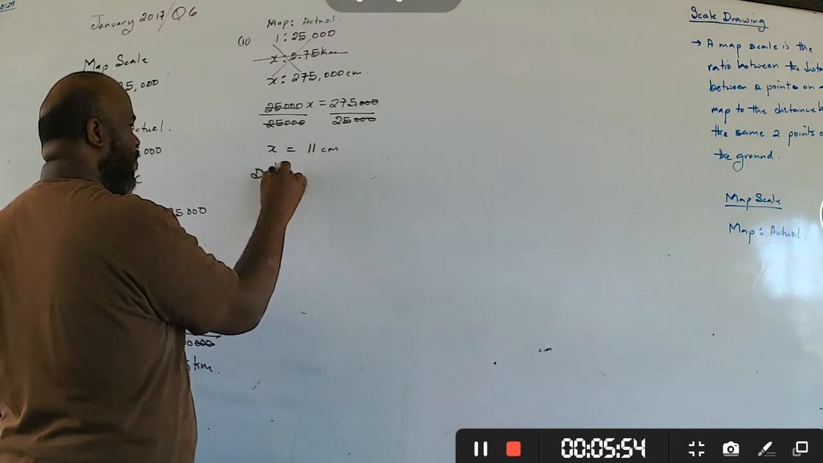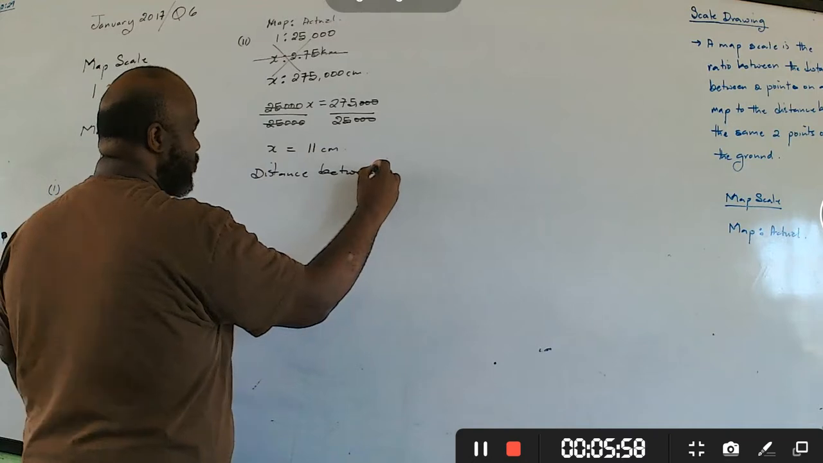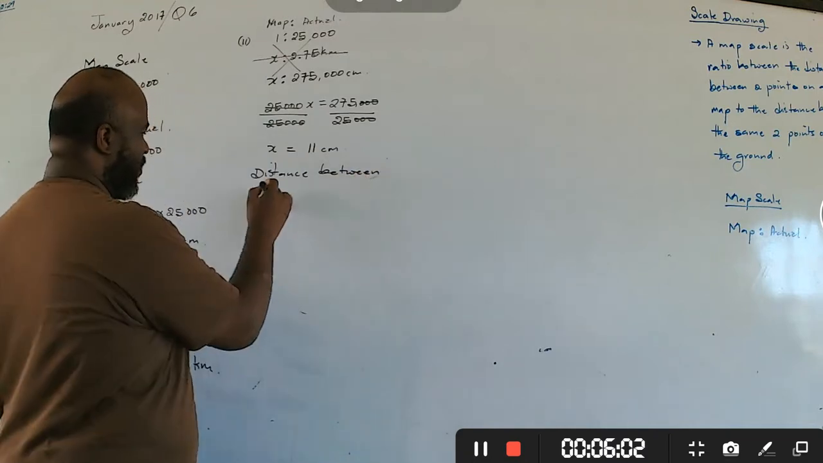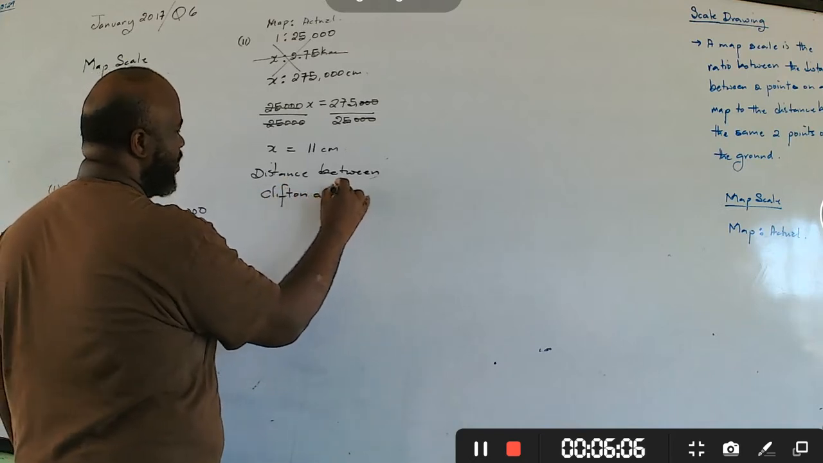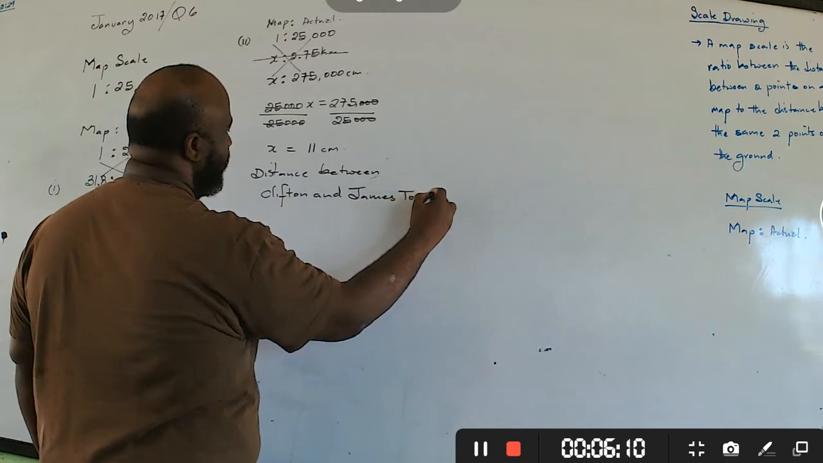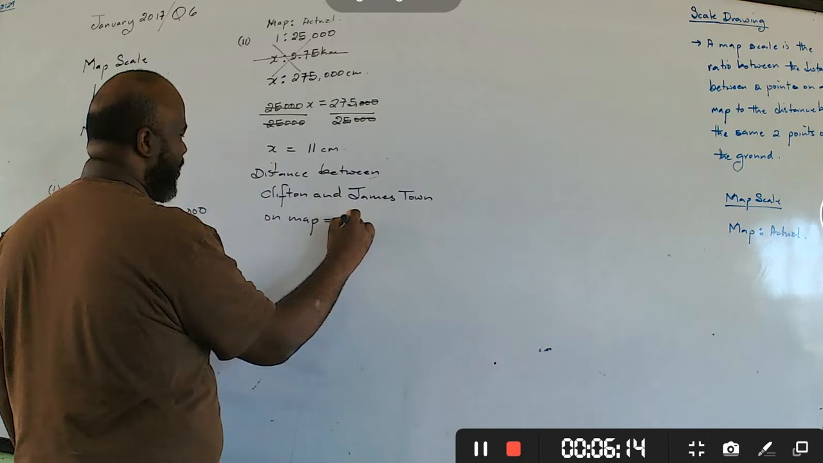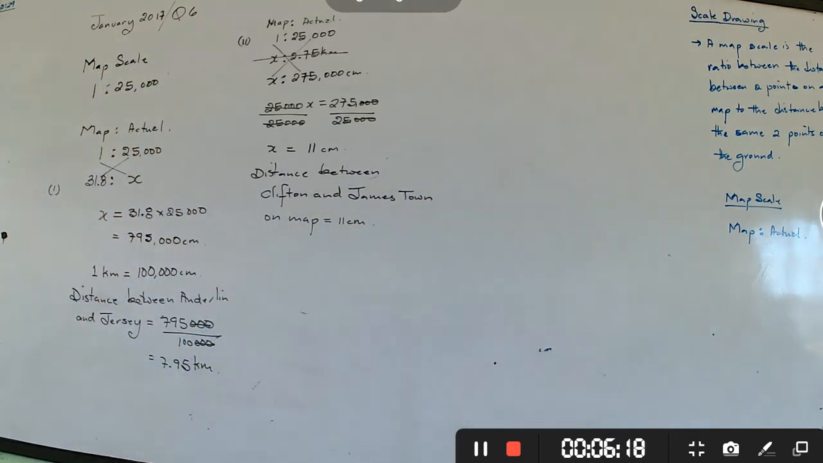The distance between Clifton and Jamestown on the map is 11 centimeters. The distance between Jamestown and Clifton on the map is 11 centimeters. Did you get it? Yes, sir.